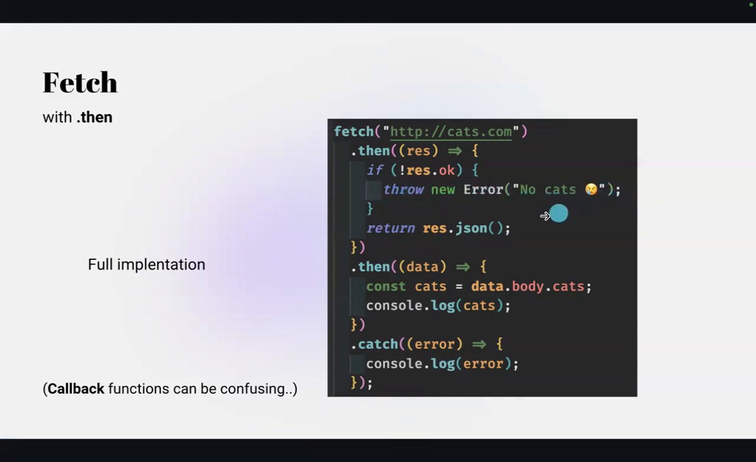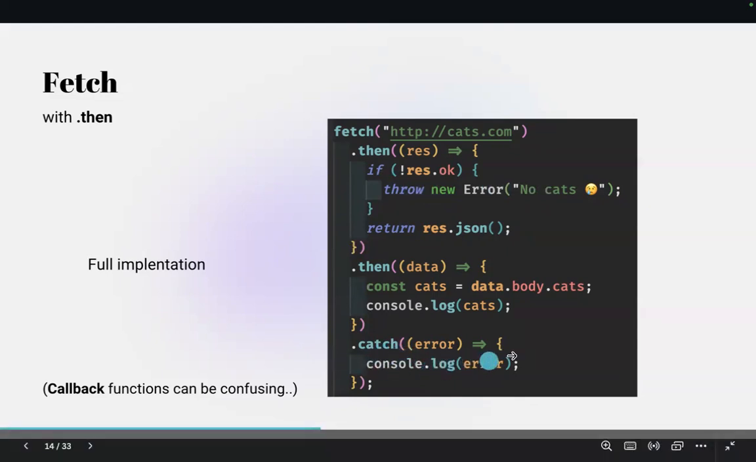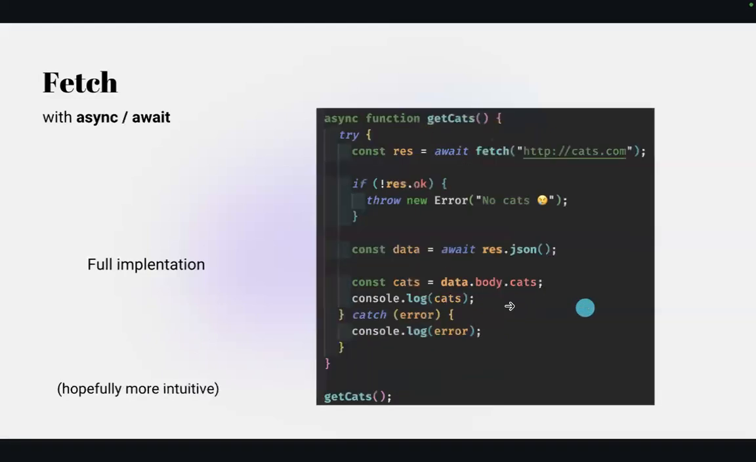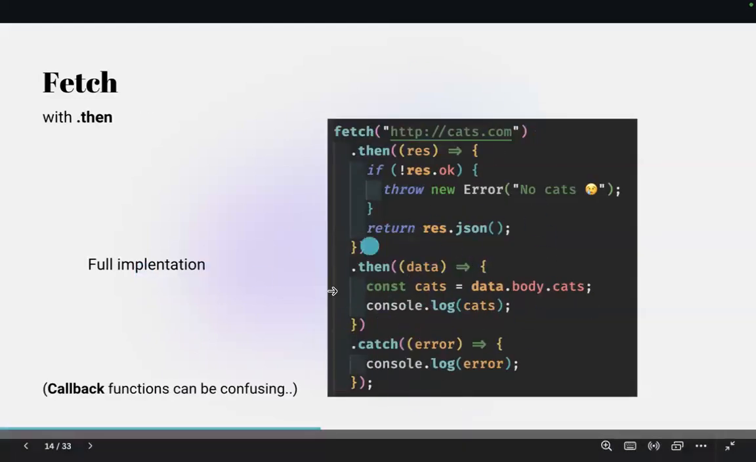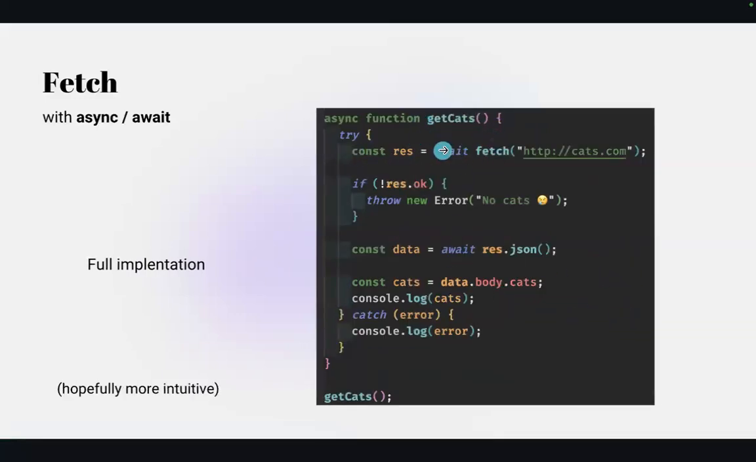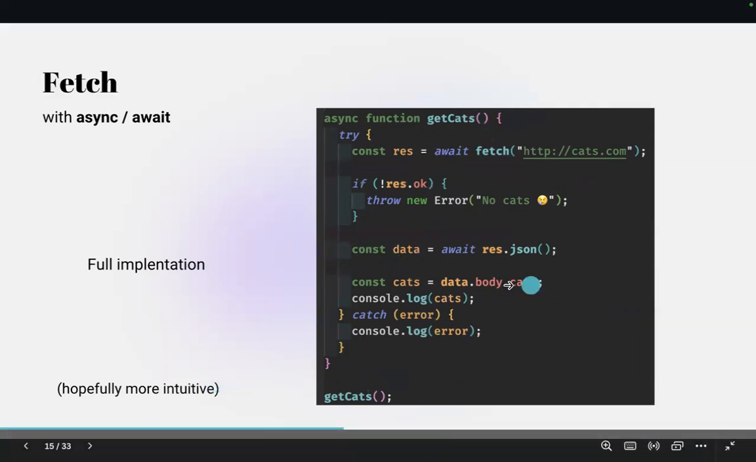Like if you wrote invalid JavaScript in here, it would actually end up in this catch block, which causes your code, instead of fully erroring out and stopping, to catch the error and allow your app to keep going even though you had an error. And it can be confusing, this syntax, I know that. So that's why we have async and await, because it hopefully makes it more intuitive.